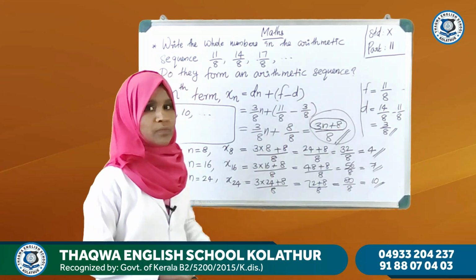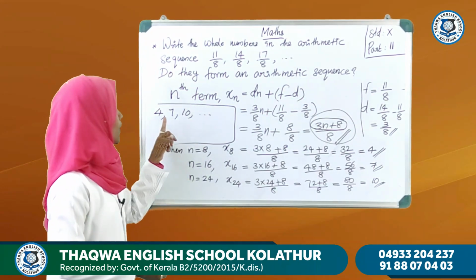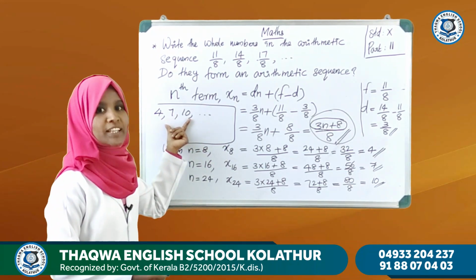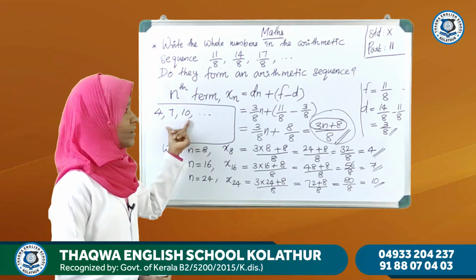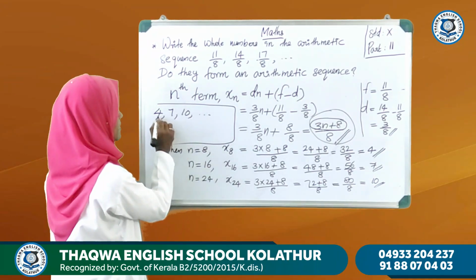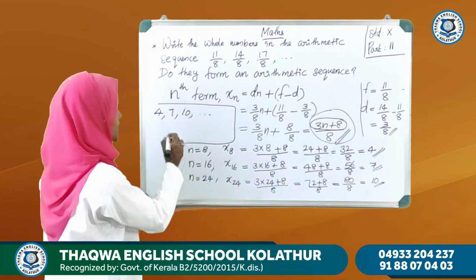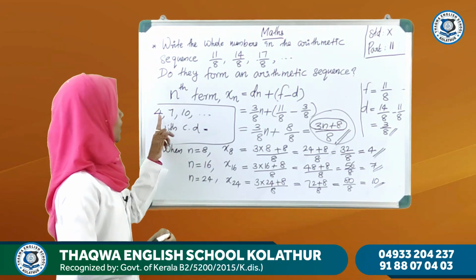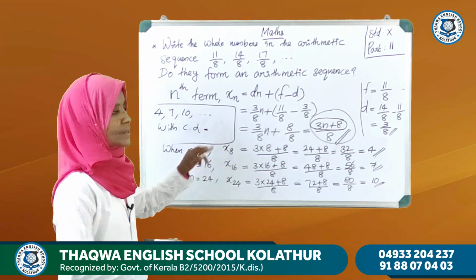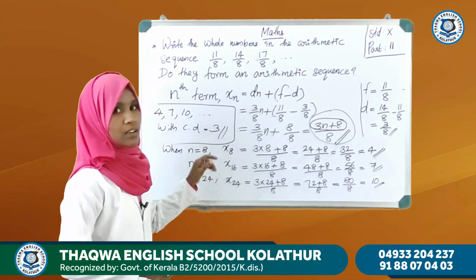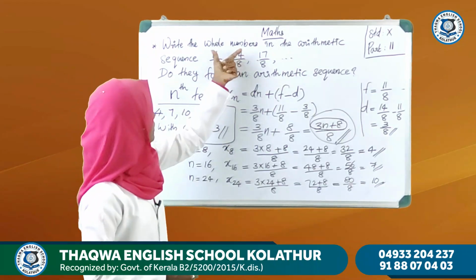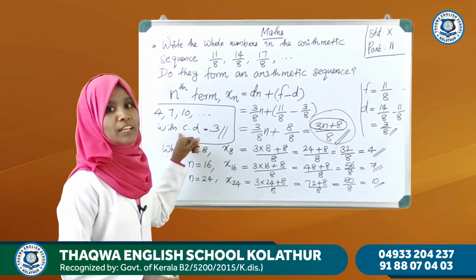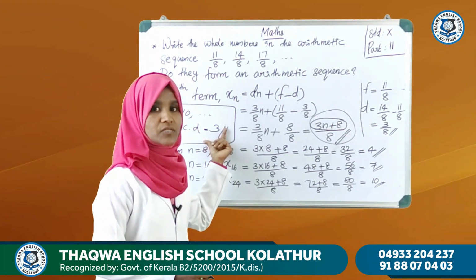Can you say the numbers 4, 7, 10, etc.? Is this an arithmetic sequence or not? Yes, this is an arithmetic sequence with the common difference. 4, 7, 10, etc. What is the common difference? 3. So, the whole numbers 4, 7, 10, etc. are also an arithmetic sequence with the common difference 3.